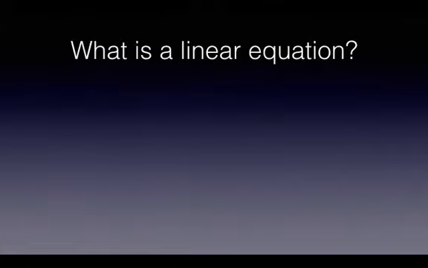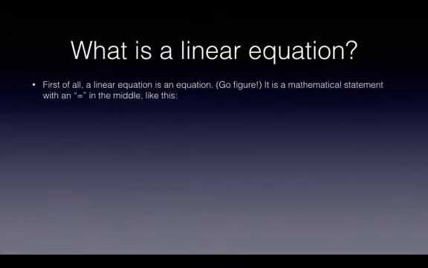Talking about what is a linear equation. So first of all, a linear equation is an equation, go figure. It's a mathematical statement with an equals in it, and we usually call that the middle of the equation. For example, I had an equation which was some mystery number times 5 equals 20. We figured out that number was 4, but anyways, and it's got an equals in it.